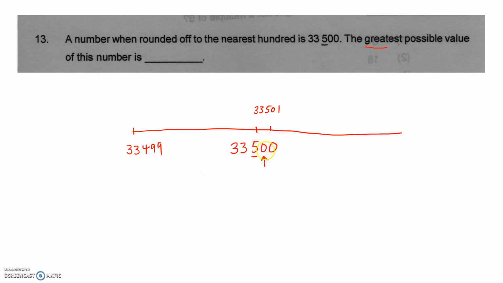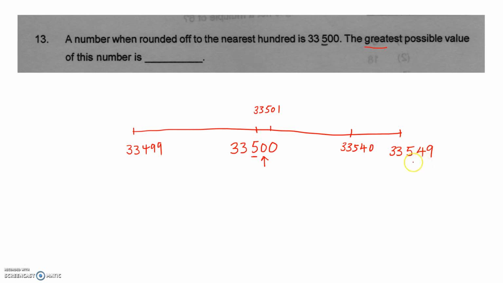Now, what number can we have here? The number we can have is 4. 33,540. We can still round down because this is 4. But this is still not the biggest number because we can still go above that, because the ones we are not interested in. So the ones we can put very big. So the final answer should be 33,549. This is the biggest number you can get that rounds off to the nearest 100. Because you look at this number, the tens is 4, you round down. The ones don't matter, so for the ones you put the largest.